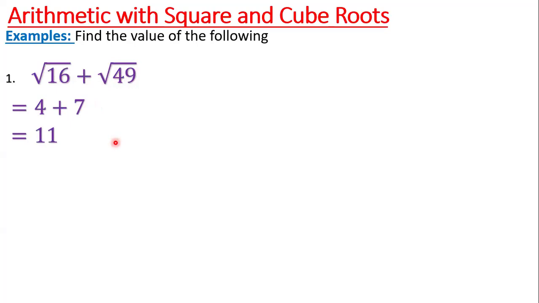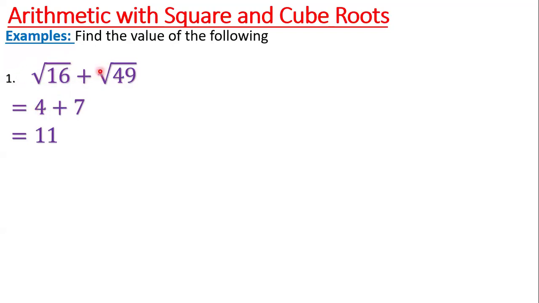So the first thing is you need your square root chart, right? Because if you don't have the chart, then you wouldn't know, or you have to know it from memory. The first thing we do is find the square root of 16. What is the square root of 16? 4. Why? 4 times 4 is 16.